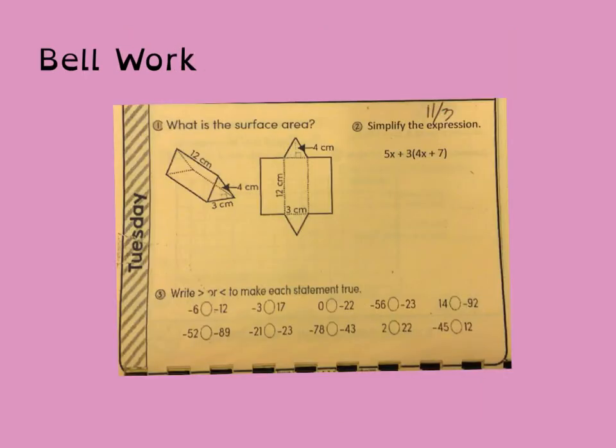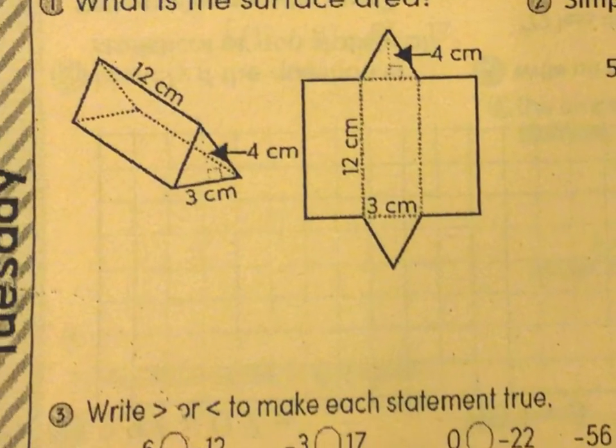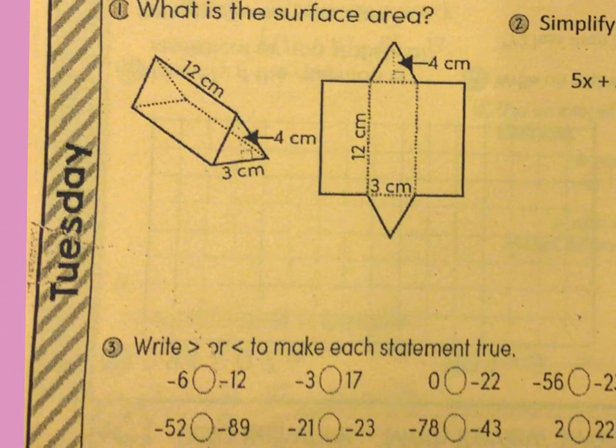To begin with, we are going to be doing our bell work. Our first question is about surface area, and we should be experts on surface area now, or at least getting better at it. We are looking at this shape right here, and it turned into this shape. We took this 3-dimensional triangular prism and changed it into this net. So we unfolded it. Now we can find the area of all of these different parts.